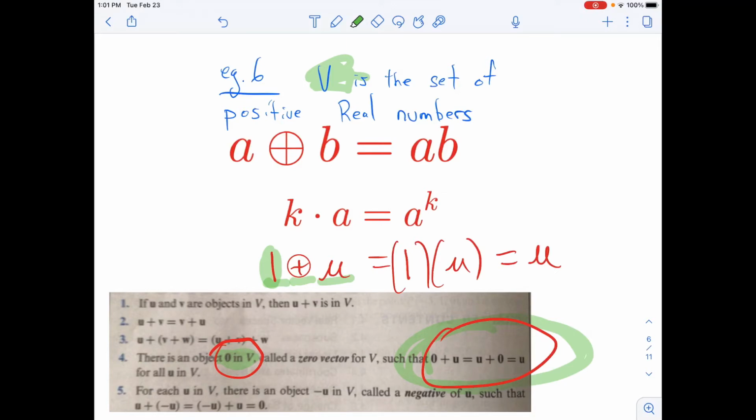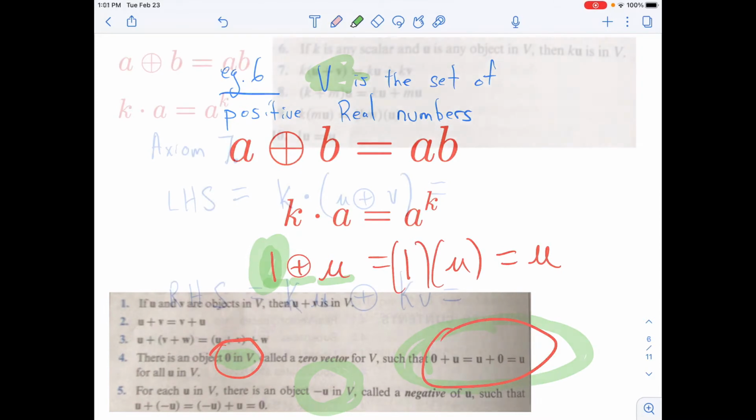Okay? And for axiom 5, the negative is going to be the reciprocal. If you have a positive real number, it has a reciprocal. And if you vector space add u to its reciprocal, then you get the 0 object, which is the number 1. Okay, so that's how this plays out. The more interesting axioms are axioms 6 through 10, so let's look at those next.